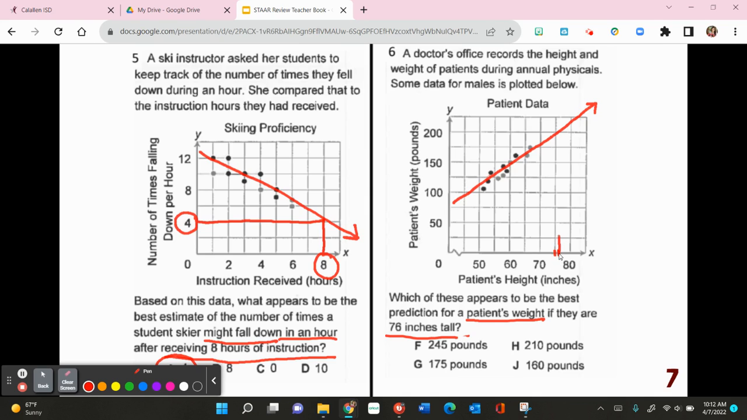So I'm going to go up and hit my trend line. And I see that when I hit my trend line, it's slightly above 200. So since it's slightly above 200, when I look at my answer choices, the best prediction would be about H, 210 pounds. So that is making predictions based off of your trend line on scatterplots.